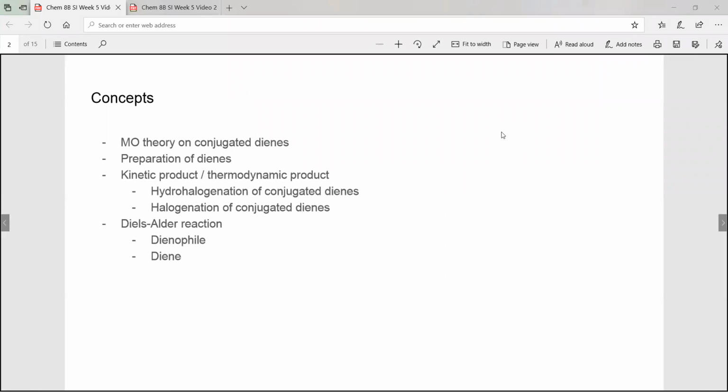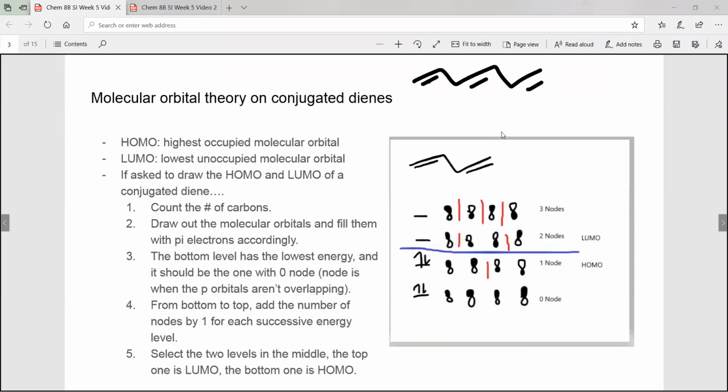Today we'll cover a few topics: MO theory on conjugated dienes, preparation of dienes, kinetic product, thermodynamic product, and Diels-Alder reaction. So here are two important key phrases, HOMO and LUMO. HOMO is the highest occupied molecular orbital, and LUMO is the lowest unoccupied molecular orbital.